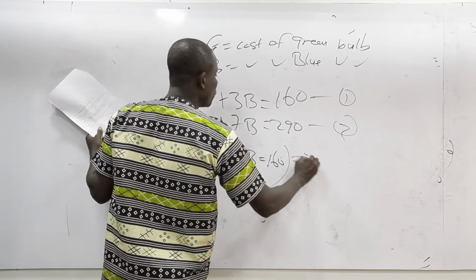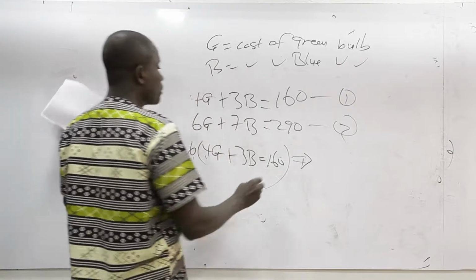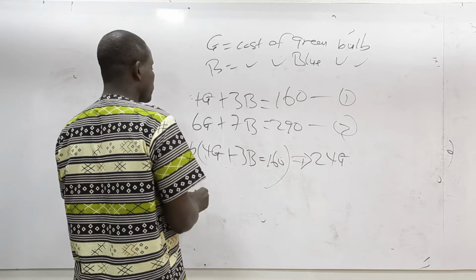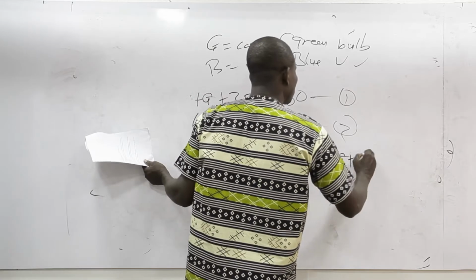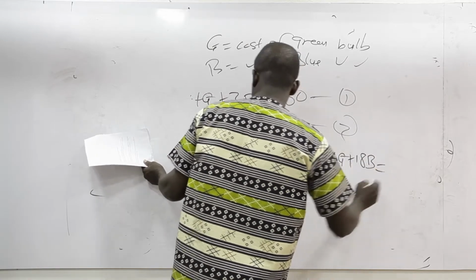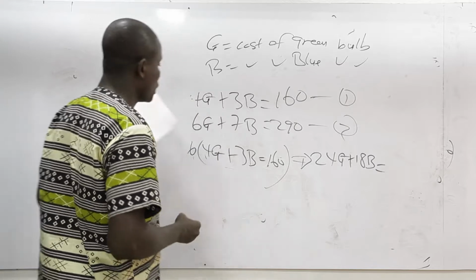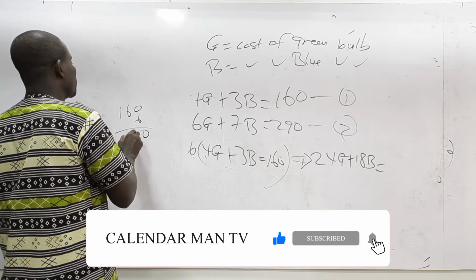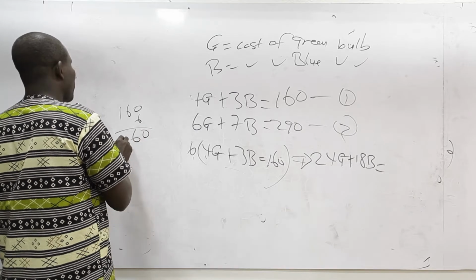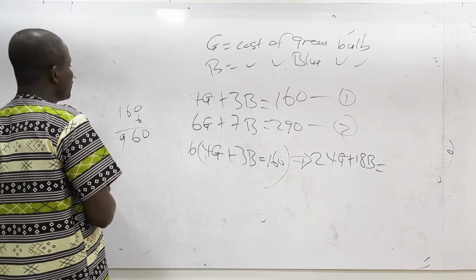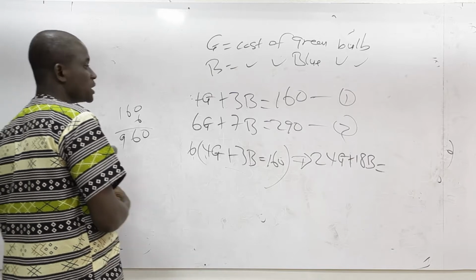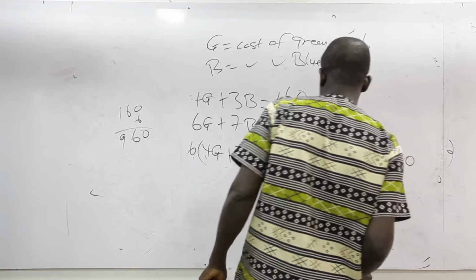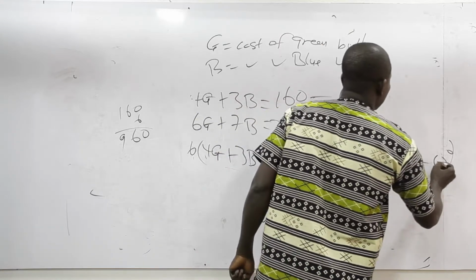So if you work it out, here becomes 24G plus 18B is equal to 160 multiplied by 6. That is 960. So it's equal to 960. This is equation 3.